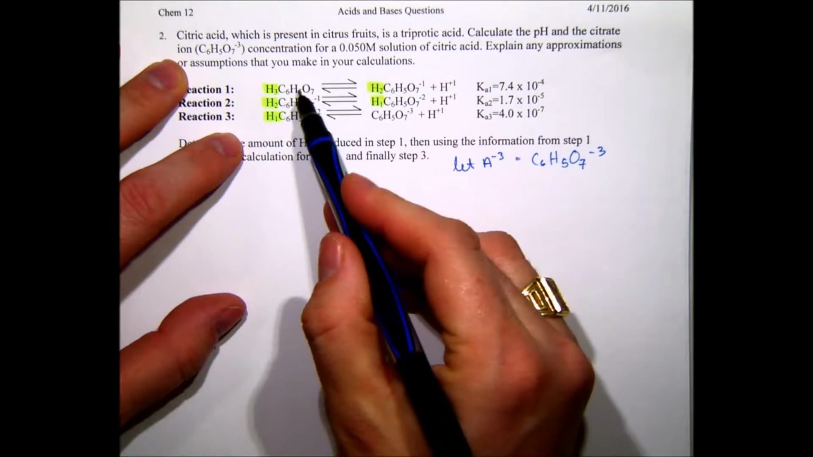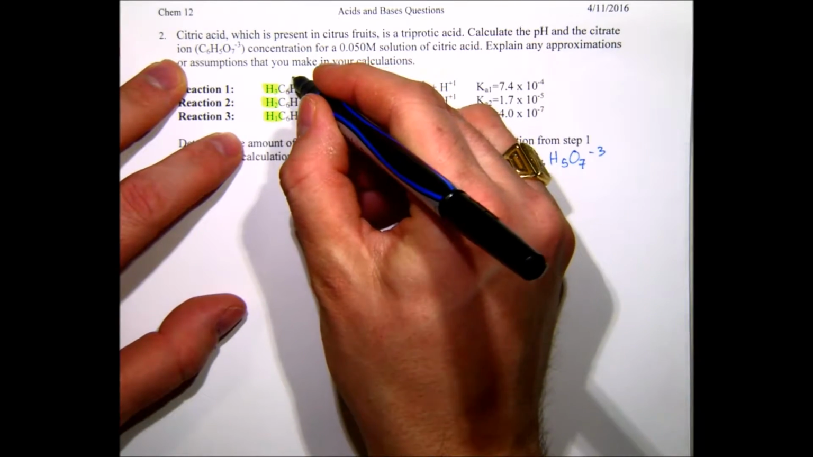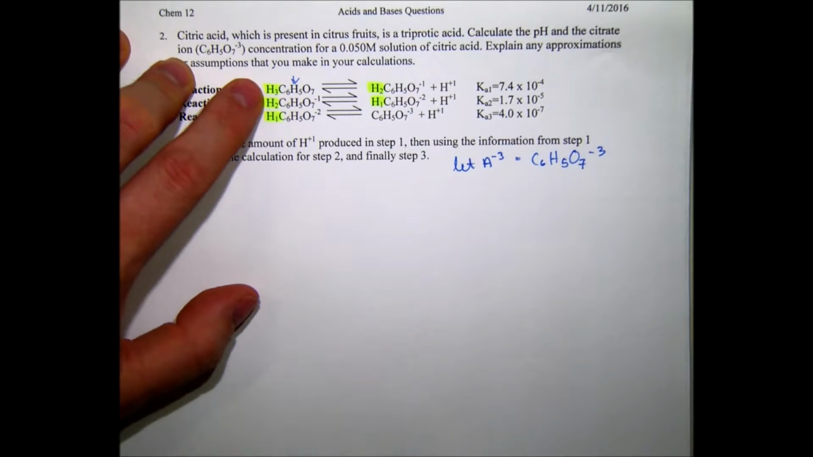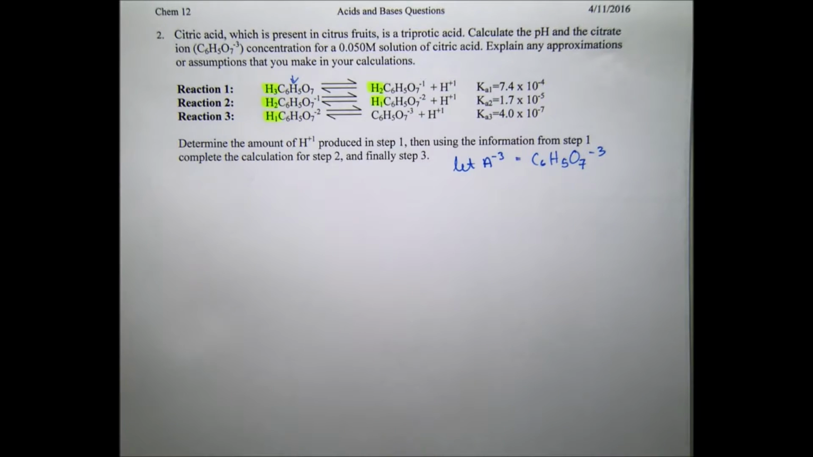Just make sure that when you're doing this that you understand that these hydrogens are not acidic. They are bound to a carbon, a bond that is not polar, and therefore is not going to give up an acidic proton, whereas these H's are attached to the carboxylic acid group, of which citric acid has 3.